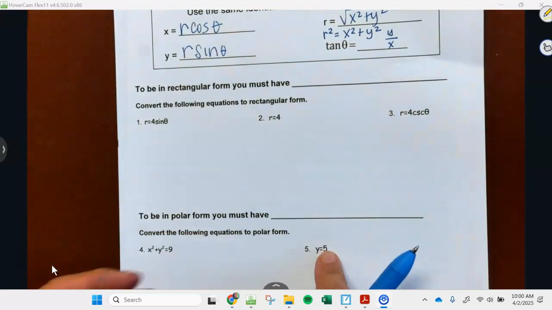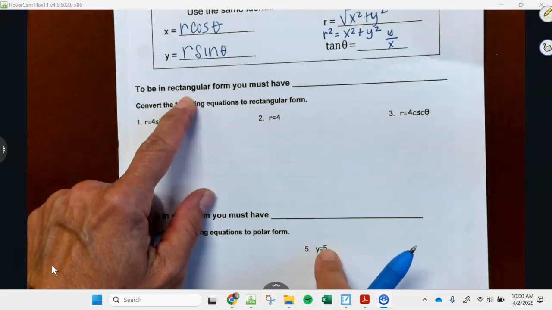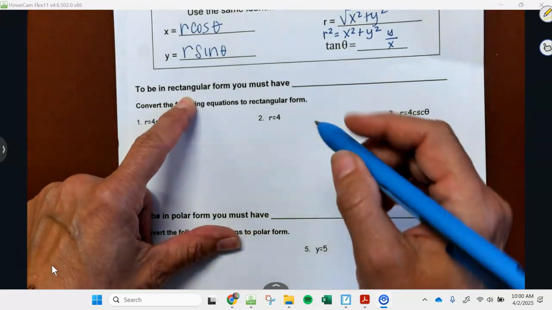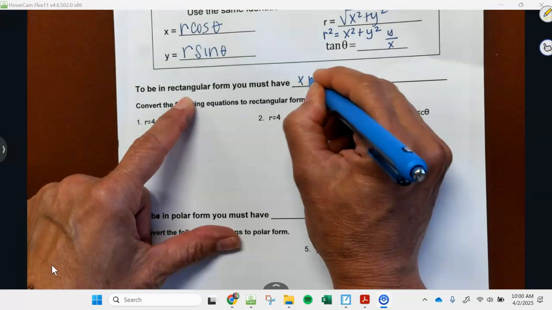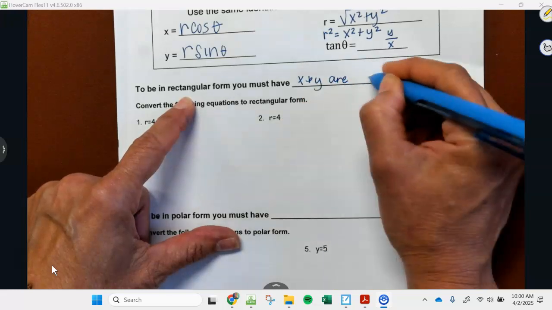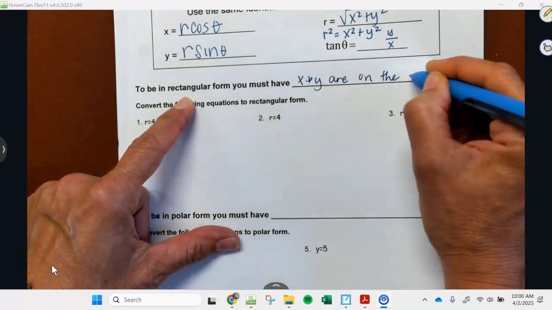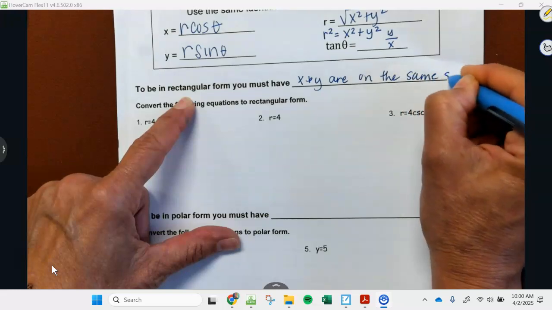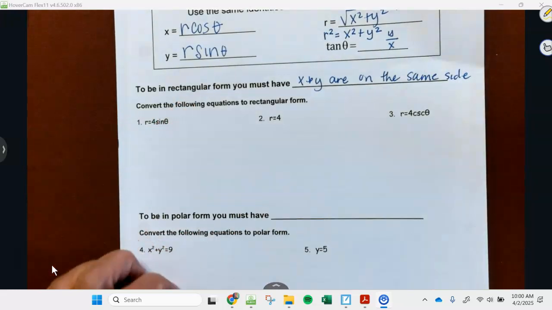All right, so the top half of this, we're going to take these polar forms and write them in rectangular form. Rectangular has letters x and y. And just remember, x and y are on the same side of the equal sign.